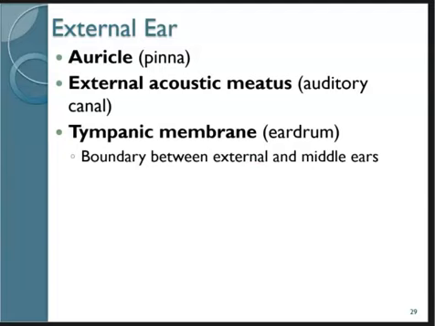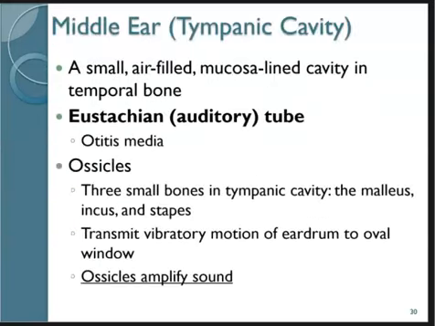When sound waves strike this, it will vibrate and then it will transmit that energy to the middle ear, to the ossicles, those little bones. So the middle ear is also called the tympanic cavity. It's an air-filled cavity. Let's talk about the eustachian tube, which is also called the pharyngotympanic tube. It communicates between the tympanic membrane and the pharynx.